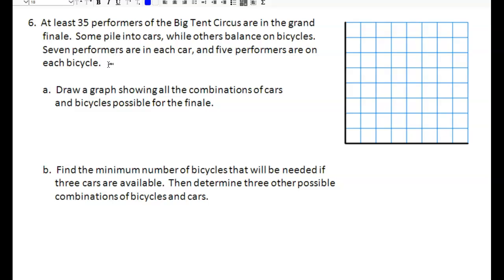So let's start by getting our graph done. We'll say that X is bikes and Y is cars. And then we know that we have 7 performers in a car, and we have 5 performers on a bike. So 5B plus 7C has to be less than or equal to 35.